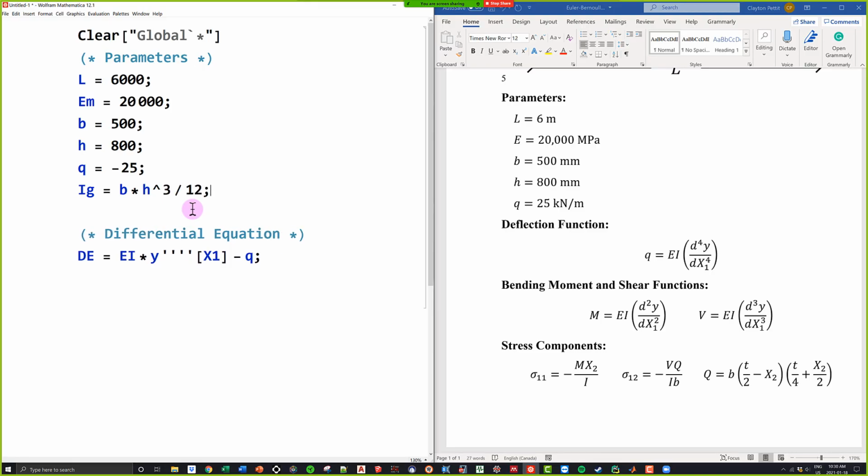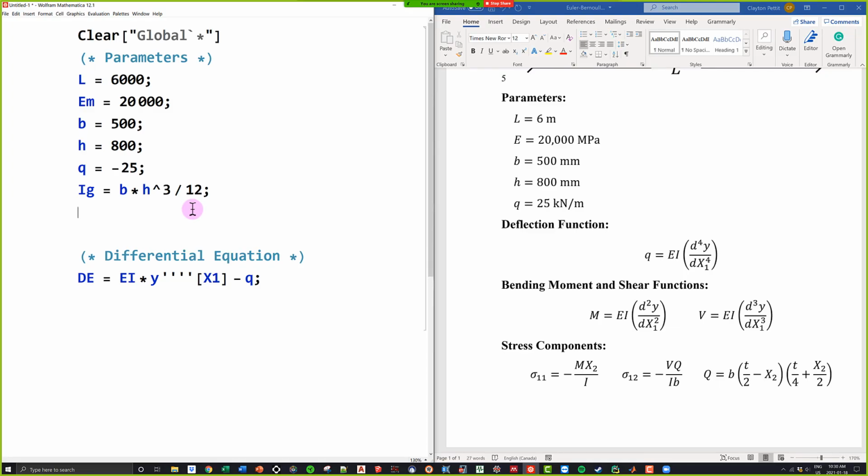Now that I have my moment of inertia as well as my elastic modulus defined, I'm simply going to go EI is going to be equal to EM times IG. So now when we get to this part of the equation, this will be defined. I have my Q also defined. The only thing that's going to be unknown is this y prime, basically. So the first thing I do is define what my differential equation is in Mathematica.